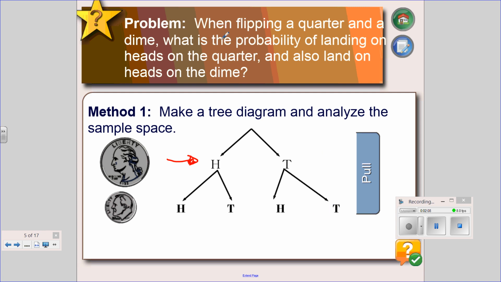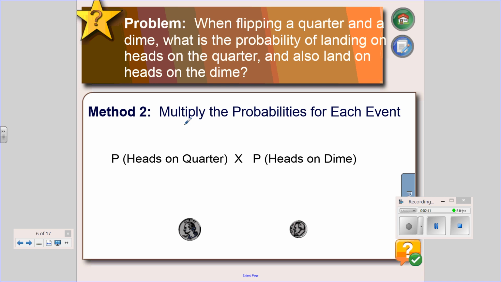So the problem is, when flipping the quarter and the dime, what is the probability of landing on heads on the quarter and also tails on the dime? That is one branch of our tree diagram out of four. So there is one favorable event that meets the constraint, and there are four total events. There are four branches of the tree. So you could say that there's a 1 in 4, or 25% chance.